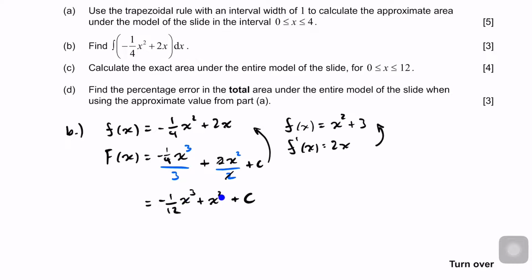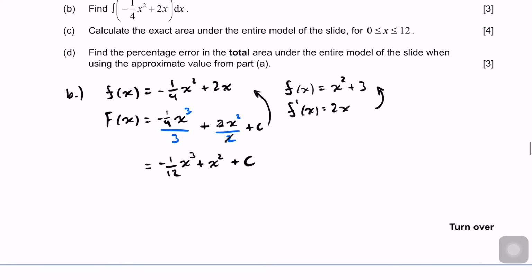And this x squared right here, multiplying the 2 out in front, would become 2x, and this would become just 1, so that we have 2x. And then this c, of course, would fall away. So yeah, it looks like we have reversed the process decently well. Okay, let's go on to part C.